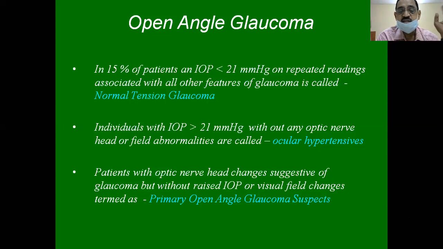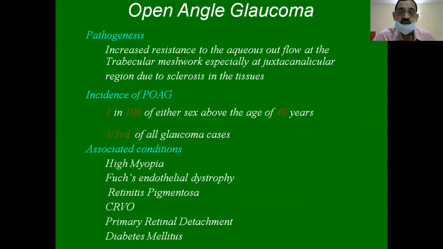Patients with optic nerve head changes suggestive of glaucoma, but without raised intraocular pressure or visual field changes, this is known as a primary open-angle glaucoma suspect. The associated conditions of primary open-angle glaucoma are high myopia, Fuchs endothelial dystrophy, retinitis pigmentosa, central retinal vein occlusion, primary retinal detachment, and diabetes mellitus.